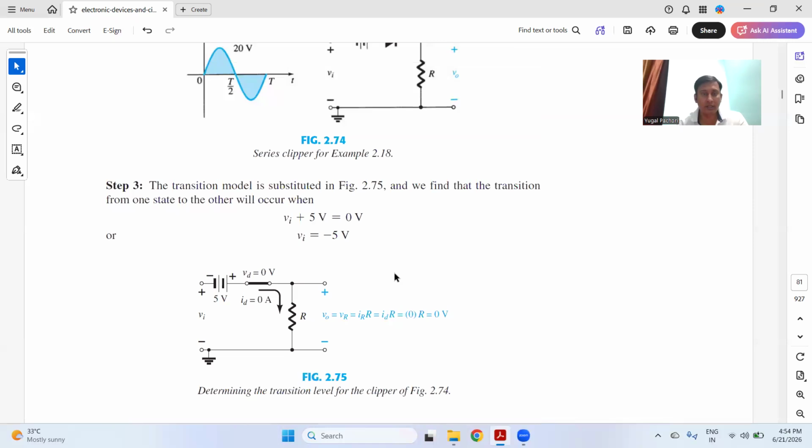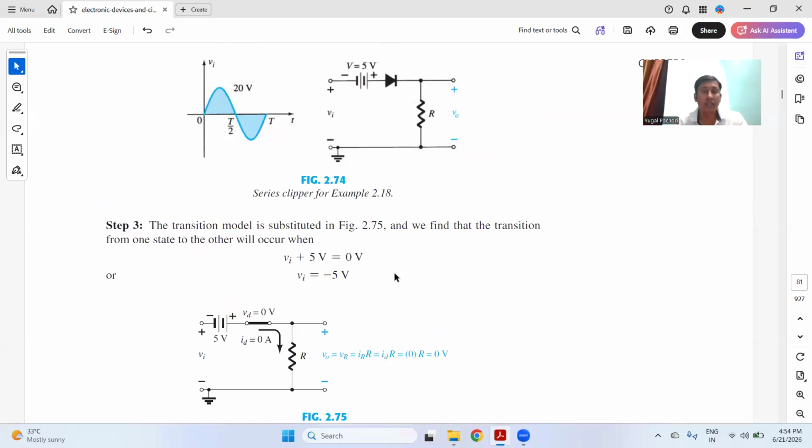So now you understood what I'm trying to say, and you can do some numericals based on the clipper. The clipper clips the waveform. So there is a 20 volt maximum peak of this input, and there is an opposite polarity of 5 volt, and there is a diode.